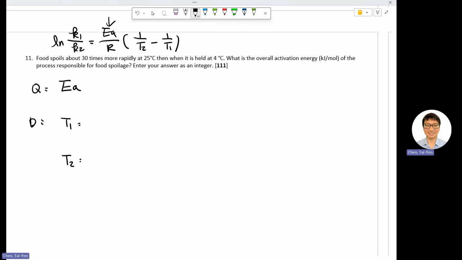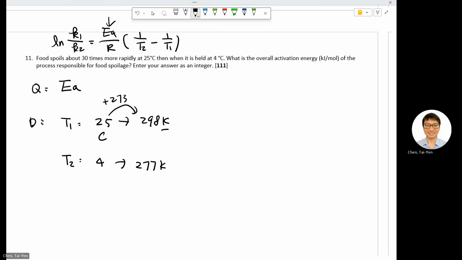Okay, you have 2 temperatures. One is 4 degrees C, one is 25, right? So 25 degrees C is 298 K. 4 degrees C will be 277 K, right? So you add 273 to convert degrees C to K.